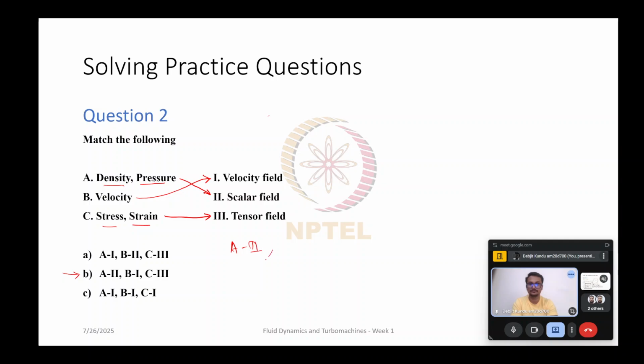A2, B1, and C3 should be the correct answer, which matches with option B. So let's take a look at the solution, and it is indeed option B. So good. Any questions on this or anything else regarding this?